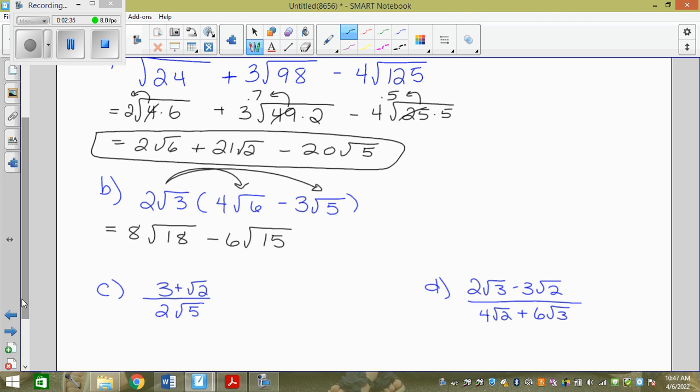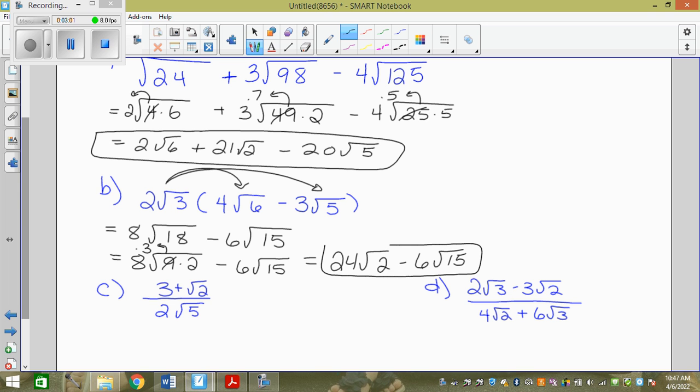Am I done? No, because root 18 can break down into 9 and 2. The 9 comes out and it is a 3. And then this one, none. So my answer is going to be 24 root 2 minus 6 root 15. Can I put them together? No. What do we do? Box it.